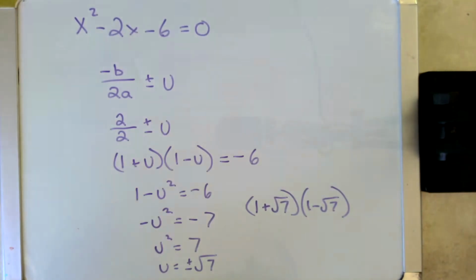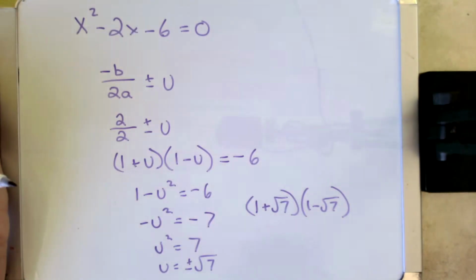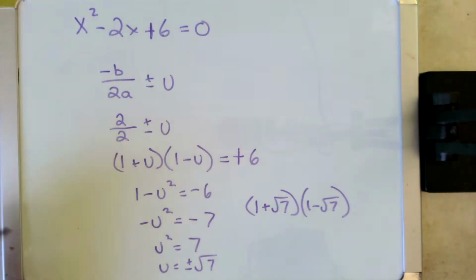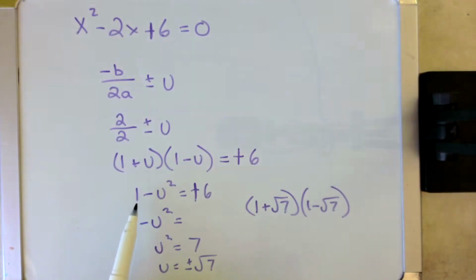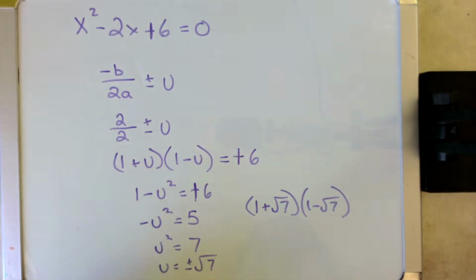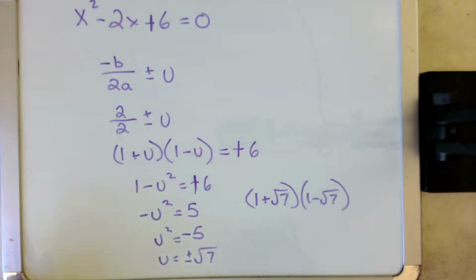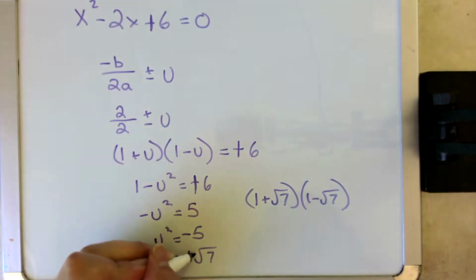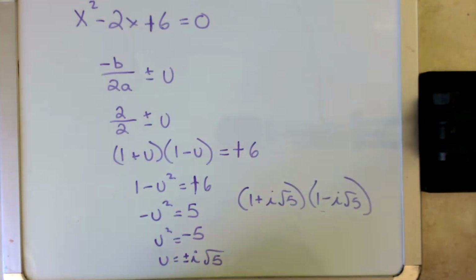Now, let's say that this had been a positive 6 instead. If we track that through, that gets us to the step of subtracting 1 and getting positive 5, and then dividing by the negative and getting negative 5. No problem. We just use our imaginary numbers. When we square root our negative 5, we get plus or minus i root 5. And so when we put it into our answers, we get 1 plus i root 5 and 1 minus i root 5.